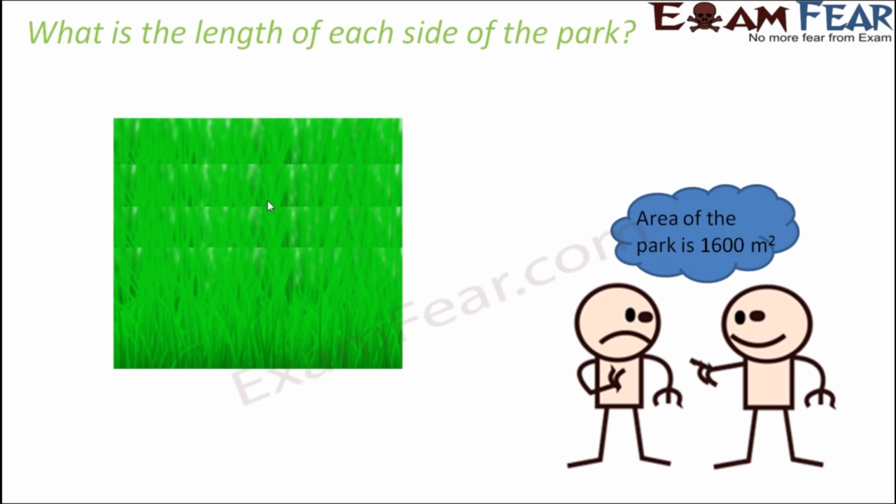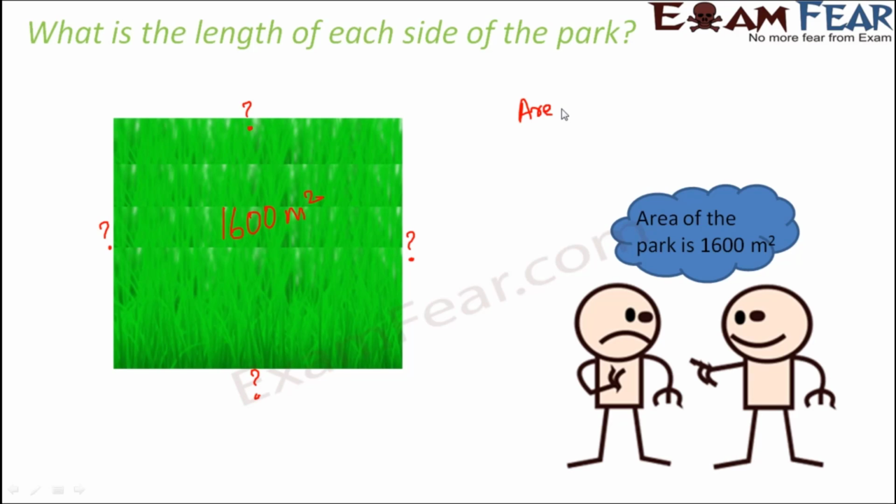Okay, so let me take this example. Let's say that there is a park in your locality which is in the shape of a square, because we have been learning about squares for quite some time. The area of the park is 1600 meters square. That means the total region enclosed by the square is 1600 meters square. So you know the area this time. Now your friend asks you what is the length of each side of the park, because you do not know how long each side is. So how will you find out the length of each side of the park?